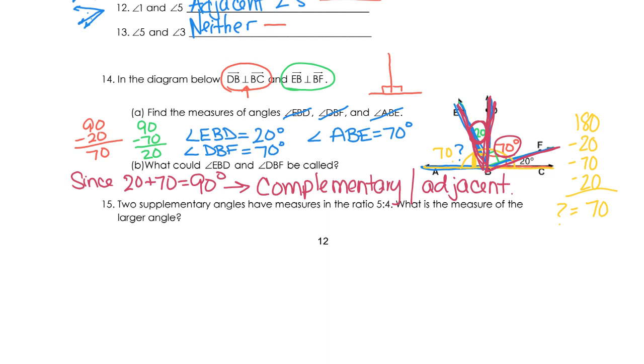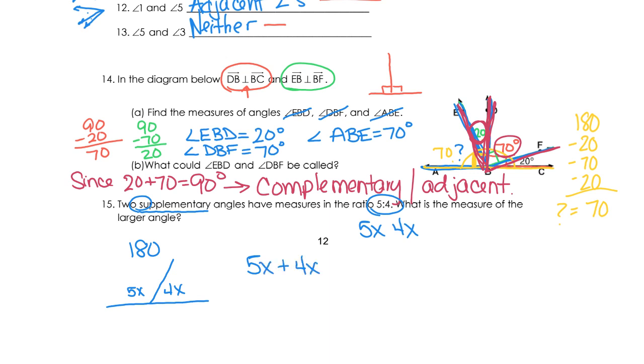All right, number 15. Two supplementary angles, remember supplementary is 180 degrees, have the measures in the ratio of 5 to 4. Hopefully you remember that all you have to do is attach an x to them. You got a 5x and a 4x. What is the measure of the larger angle? So the easiest way to think about supplementary angles is like a linear pair where one angle is 5x and the other one is 4x. And so all we have to do is take 5x, add 4x, set it equal to 180 degrees. That's 9x equal to 180. When I divide by 9, x will come out to equal 20.